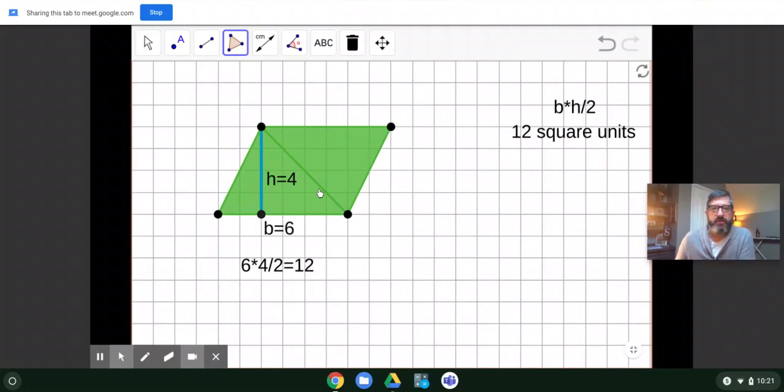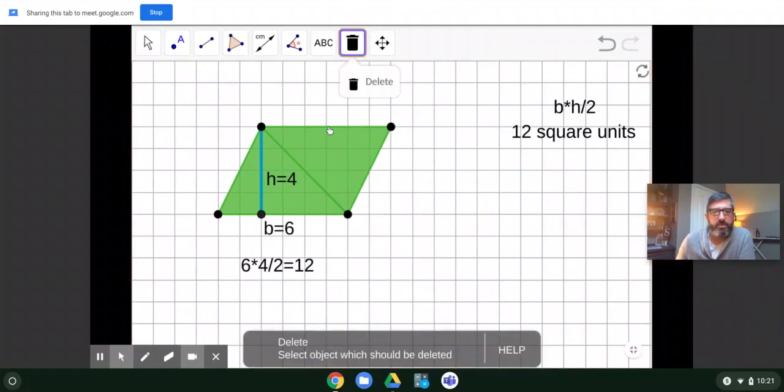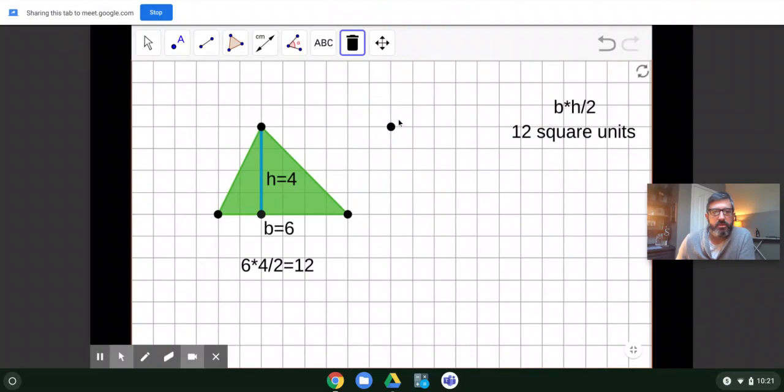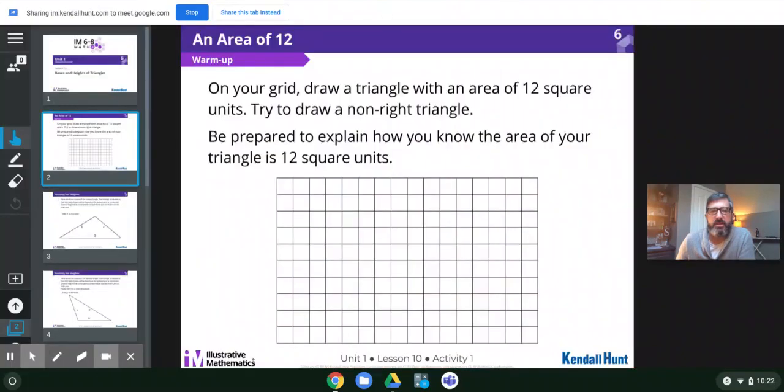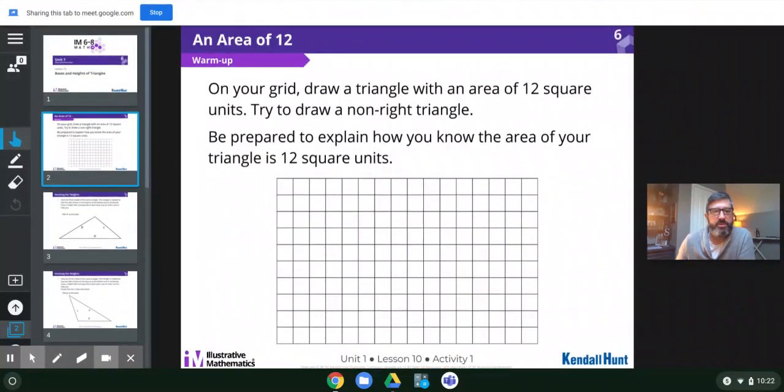So what would the area of this parallelogram be? Well, we know it's base times height, so it would be 6 times 4. That'll give us 24. Now, how do we find the area of a triangle that we used? We divide that by 2. So 6 times 4 equals 24. 24 divided by 2 is equal to 12. All right, so let's go back to our slide presentation.